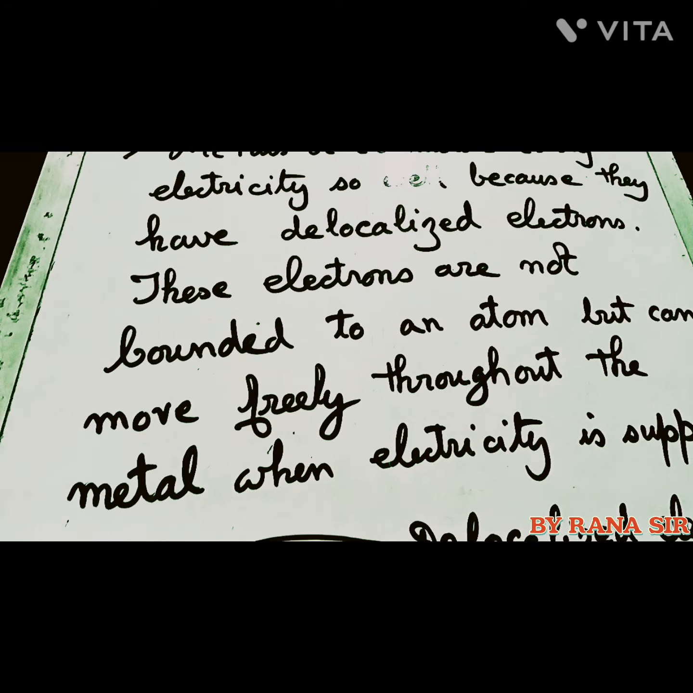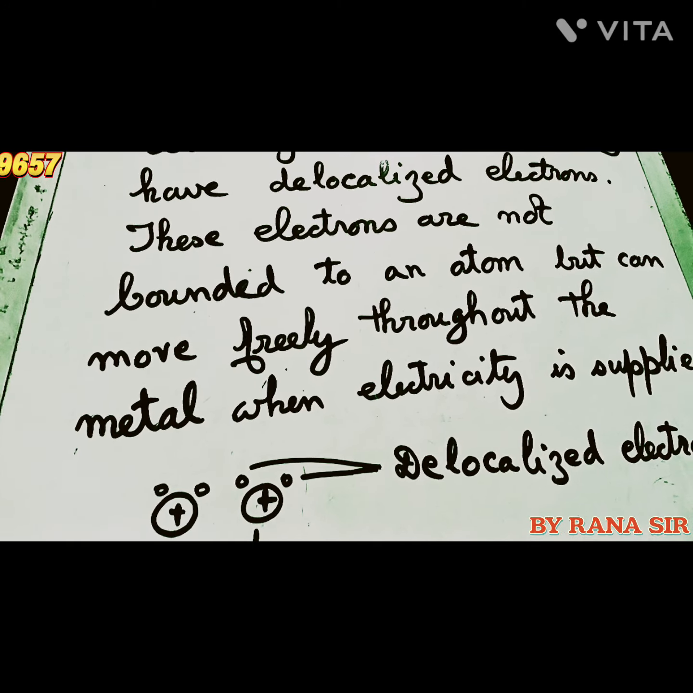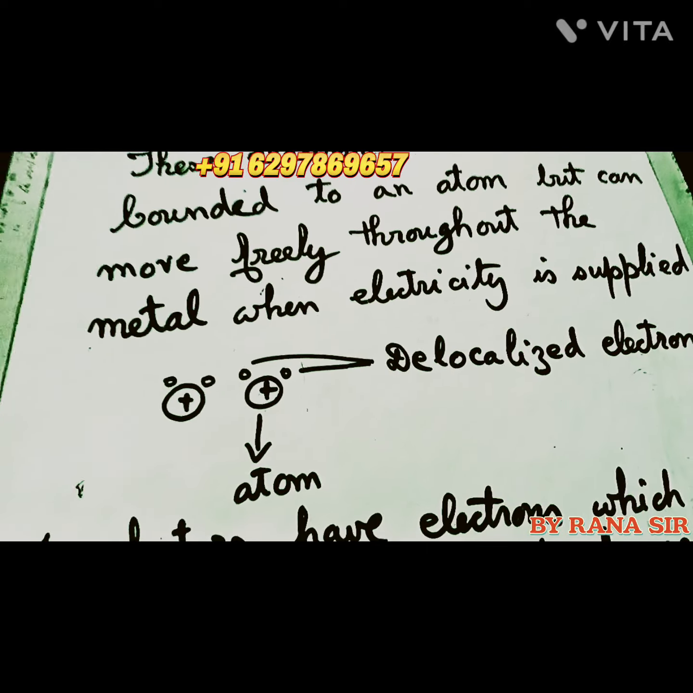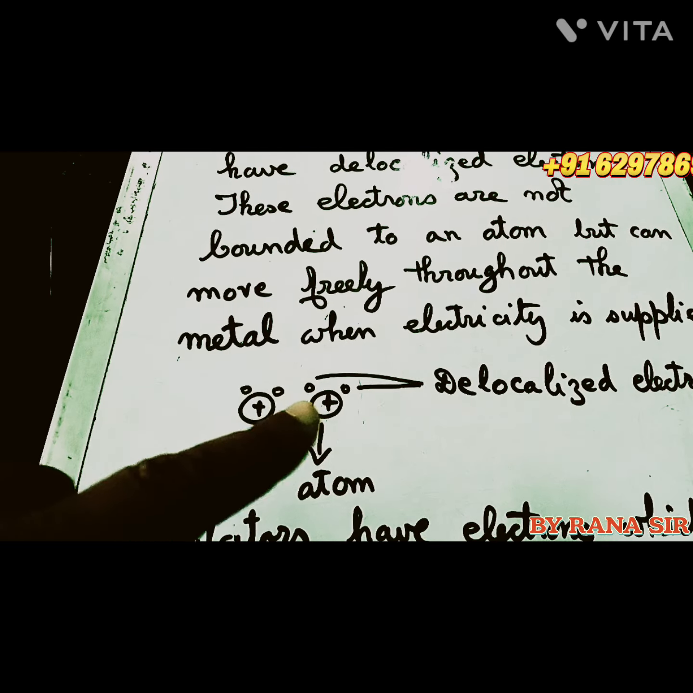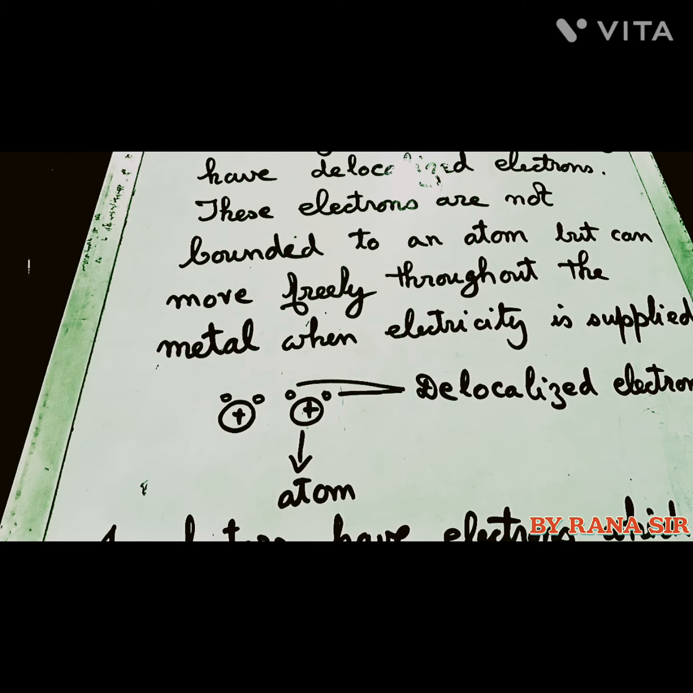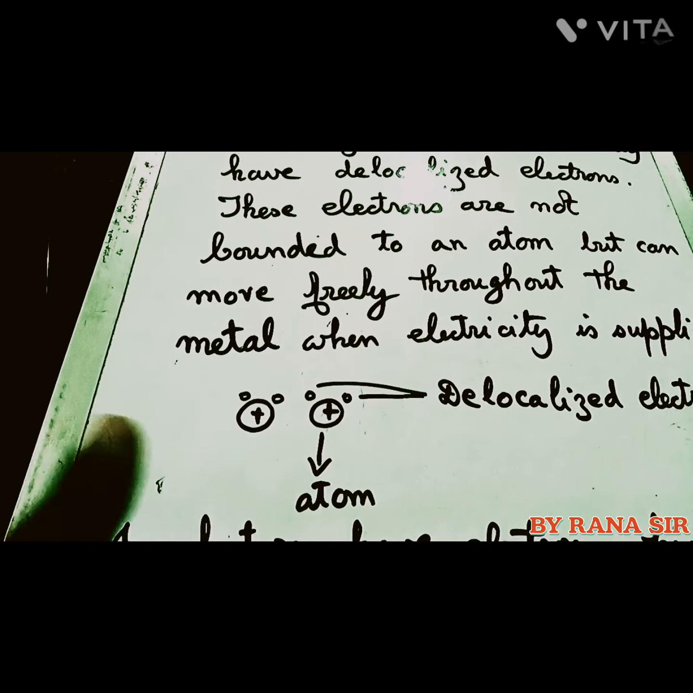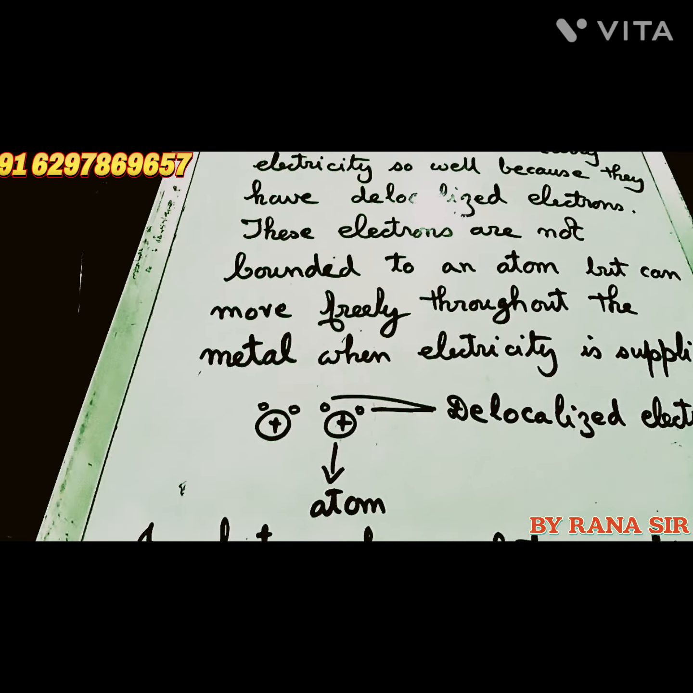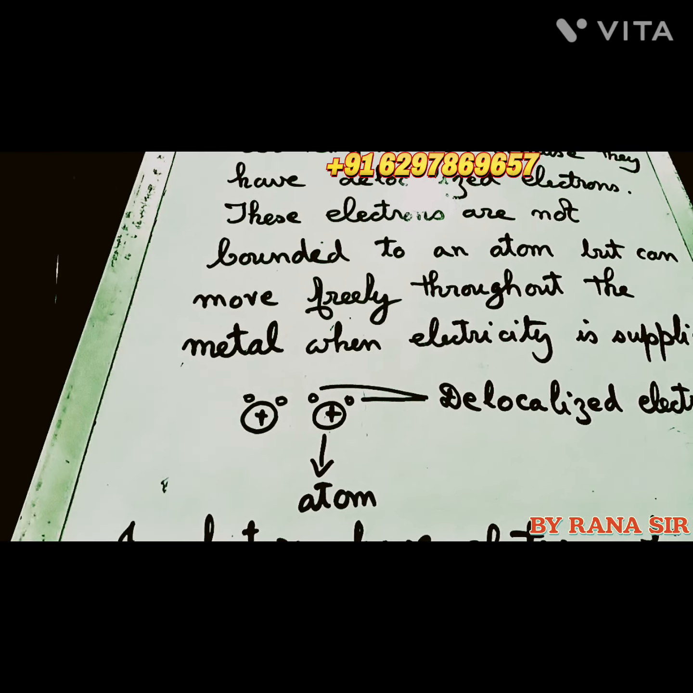These electrons are not bonded to the atom but can move freely throughout the metal when electricity is supplied. So in this diagram you can see that this is the atom and electrons are not bound very tightly to the atom. So they are loosely packed. So when the electricity is flown, these electrons carry the charges and flow from one part of the metal to the other part. So there is a flow of electrons carrying the charges.